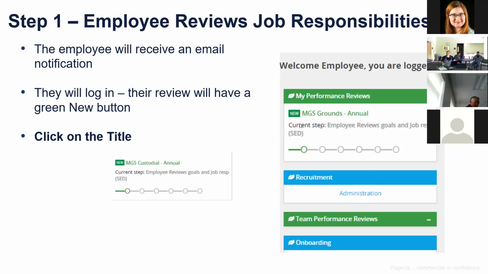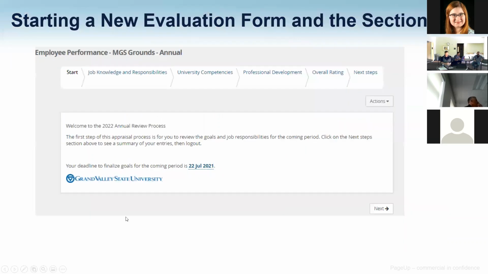And they're going to see this. They're going to see a new button. So whether it's grounds, custodial, or service, or even maintenance, they will see this new button. This will be the current step for them, and they'll simply click on the title. That will actually take them to their review. Once they do that, then these are the tabs that will appear for them.